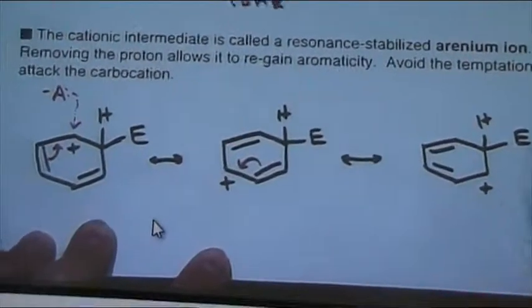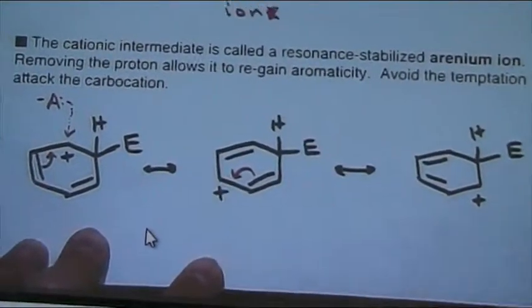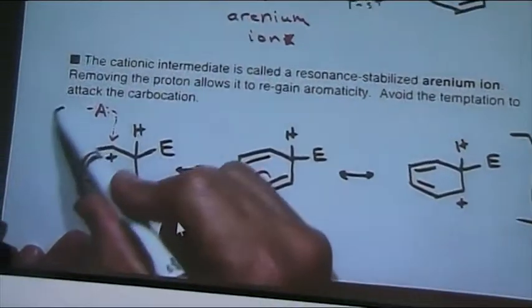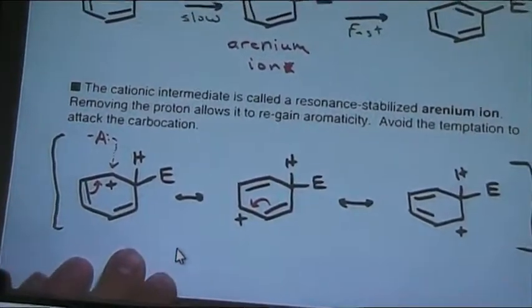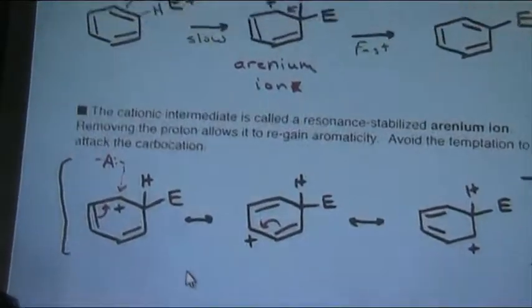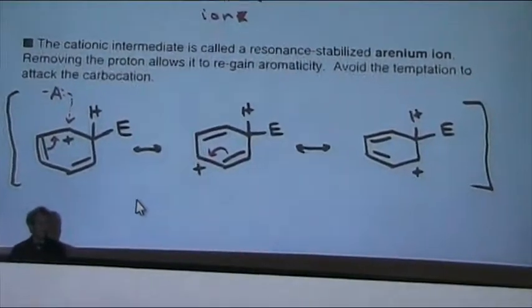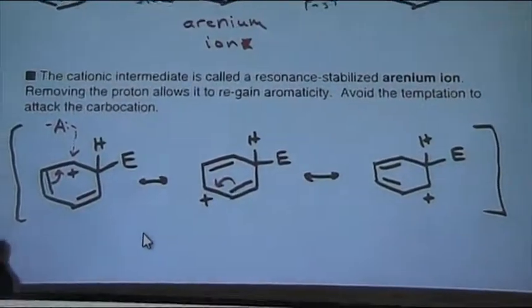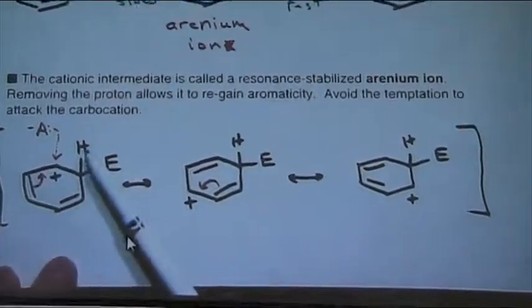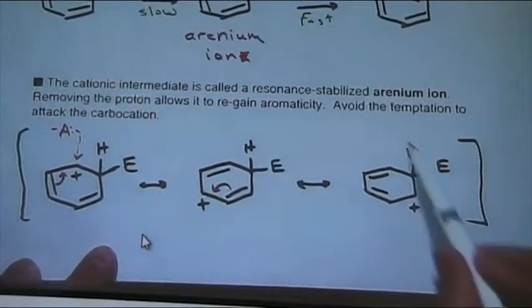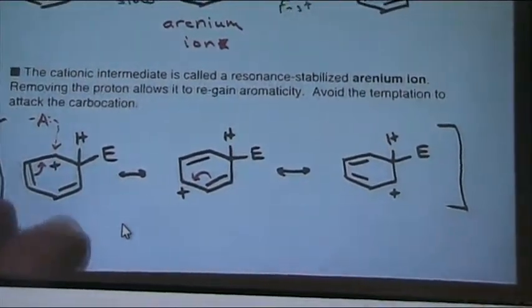There may be other resonance structures if I've got substituents next to the carbocations. So avoid the temptation to make nucleophiles attack arenium ions to make sigma bonds. That never happens. A- or Br-, nothing will ever attack that carbocation. The only thing that happens in these cases is that something will pluck the proton off to help regain aromaticity.